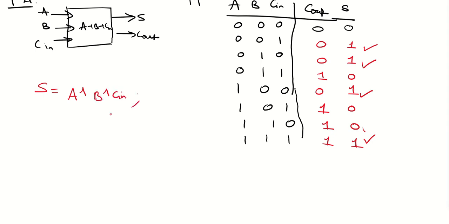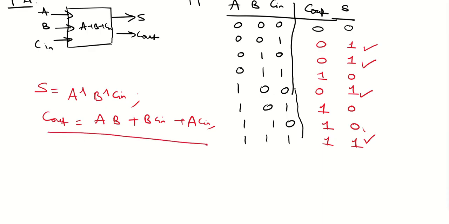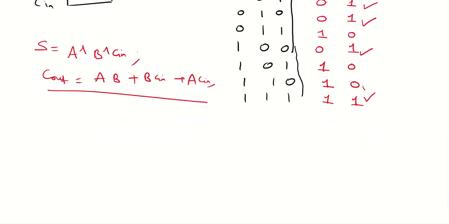The carry out is AB plus B Cin plus A Cin. This is nothing but AND gate logic between two inputs. These are the full adder logical expressions.